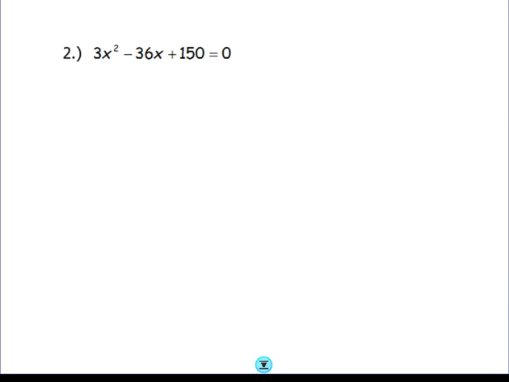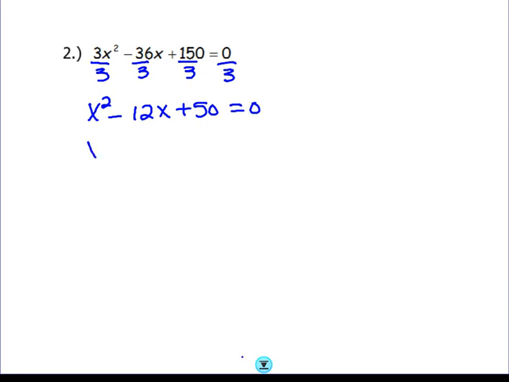All right, let's look at this one. What do I notice first? Well, I notice that they're all divisible by 3, so I'm going to do that first. It makes my numbers smaller to work with. And because this is an equation, I don't need to keep that GCF. So I'm going to end up with x squared minus 12x plus 50.